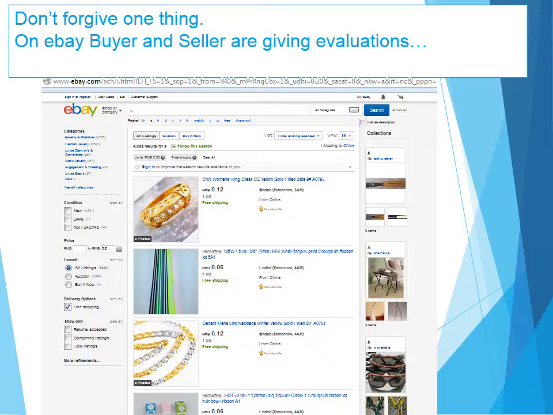So here, for example, on eBay, you see the left menu. On the left menu, you can say, I want products with free shipping. Here, free shipping with a cost of less than 0.2 RMB. 0.2 RMB. It's nothing. 0.2 is really nothing.